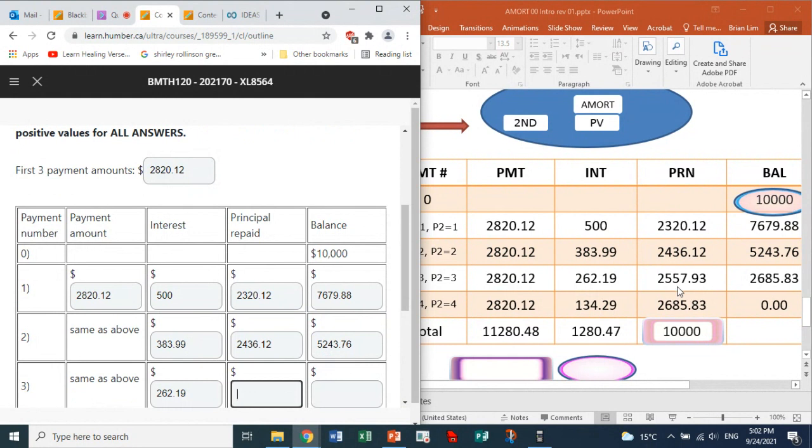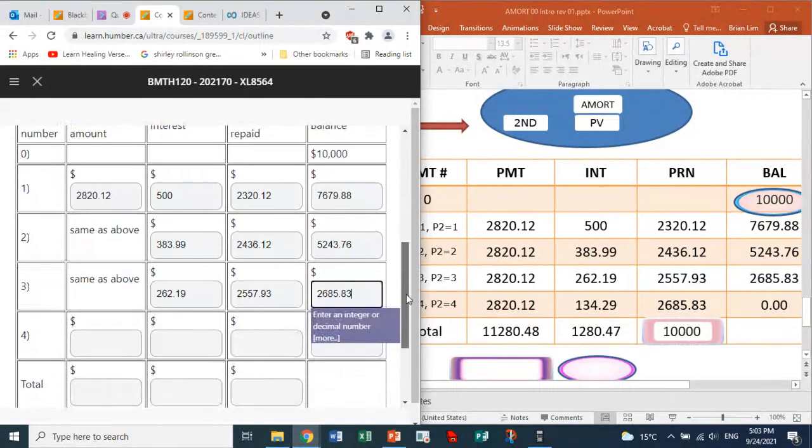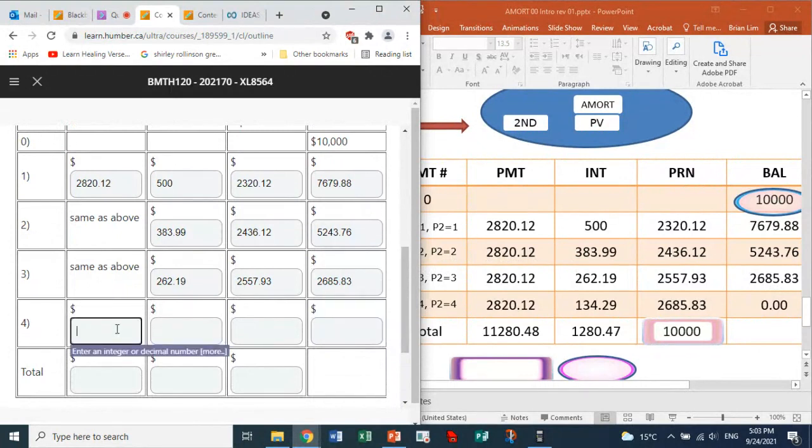The amount paid on the principal, sorry, is 2557.93, and then the balance is right over here, 2685.83. Okay, and then we go down now to the last line. So this payment was indeed the same because they are equal payments. There are 4 equal payments that are being made. So now the interest is 134.29, next one 2685.83, and then the balance is 0.00.